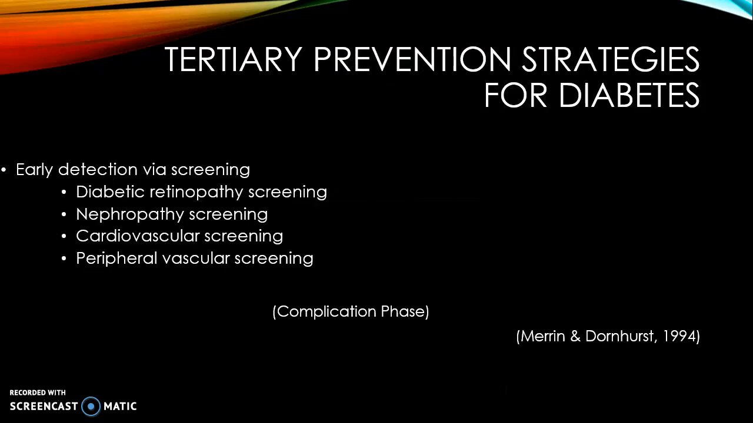In the tertiary prevention stage, the patient already has the disease and they may be facing possible complications. In this phase, screening is particularly important. Screening can include those looking to detect any of the following: cardiovascular issues, peripheral vascular problems, neuropathy, nephropathy, and diabetic retinopathy.